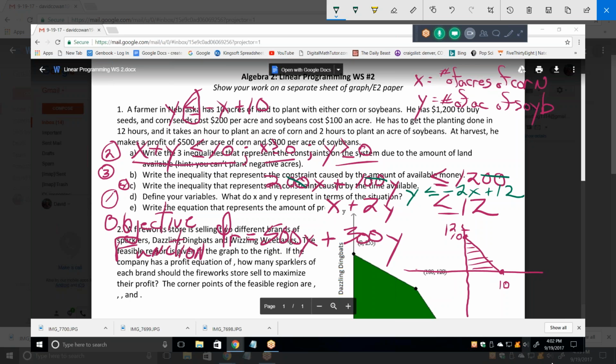So graph it as y = mx + b. You've got to know how to graph y = mx + b. So the y-intercept is 12. Okay, so I know that point's on my line. It's the slope. And the slope is down 2 and then right 1.